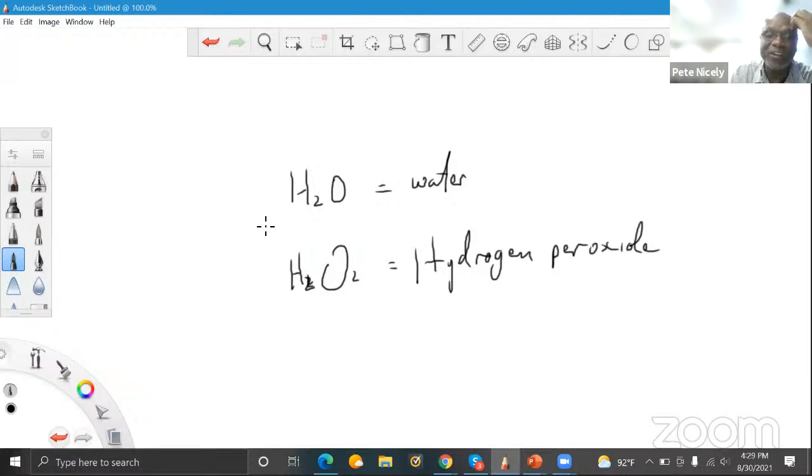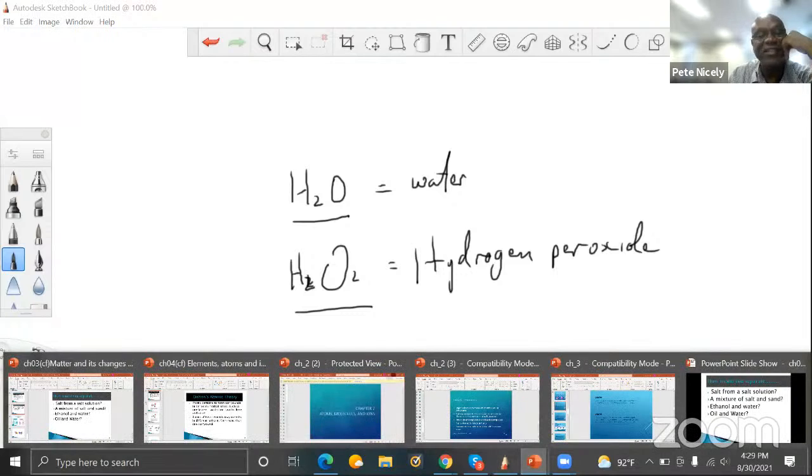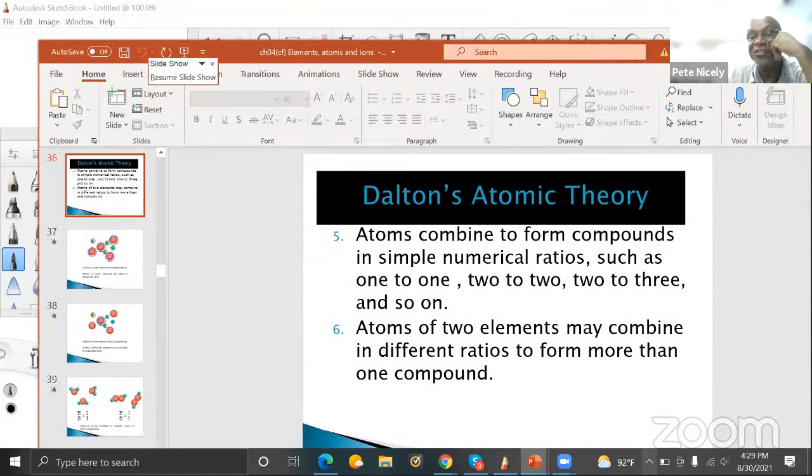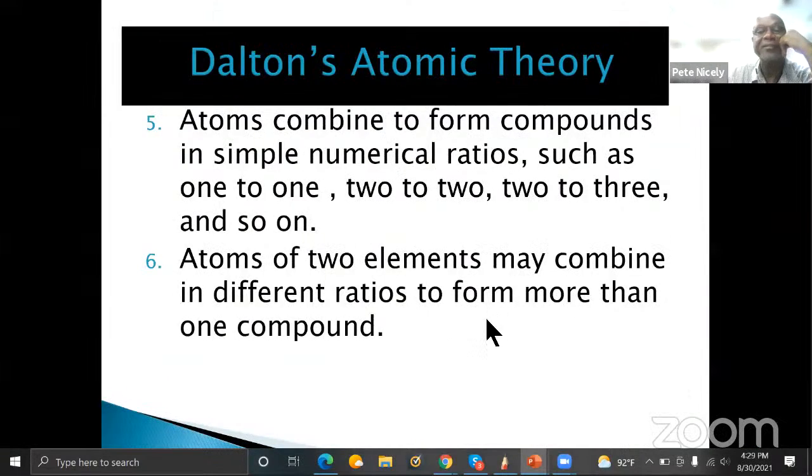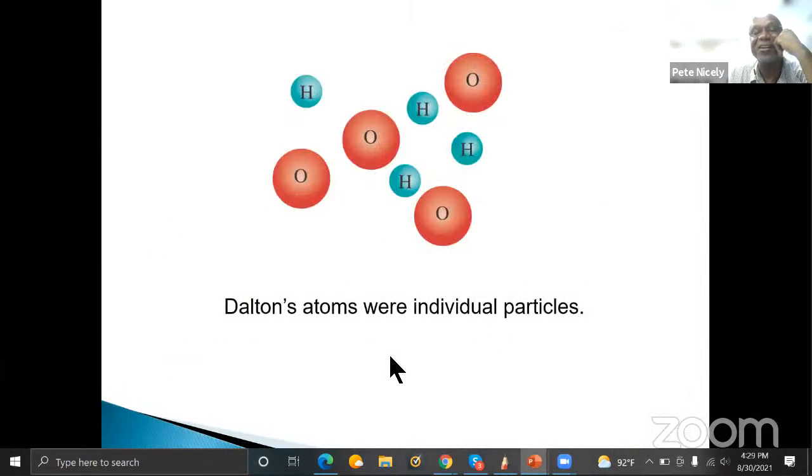But we know they're two different compounds because we know their composition is different. In this case, there's a 2 to 1 ratio between the hydrogen and oxygen. In this case, there's a 2 to 2, or 1 to 1, ratio between the hydrogen and oxygen. So that's basically what the final assumption, according to Dalton, is saying. Okay, so that's basically Dalton's theory.